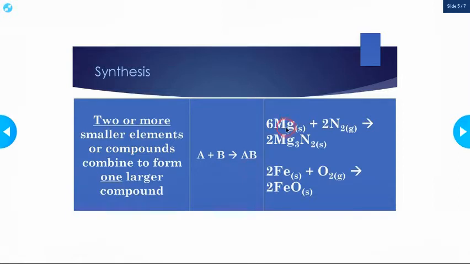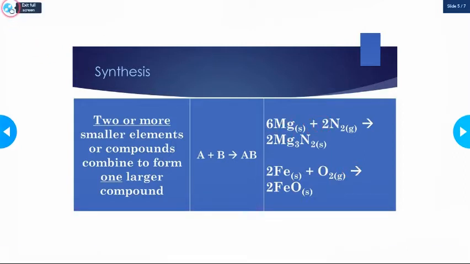Some examples of this would be magnesium and nitrogen combined together to form magnesium nitride. Iron and oxygen combined together to form iron, and this would be iron 2 oxide. So that's all there is to it. There's no specific rules or anything about it. Just the fact that you'll just be forming one product from two typically smaller elements that combine together in a synthesis reaction.